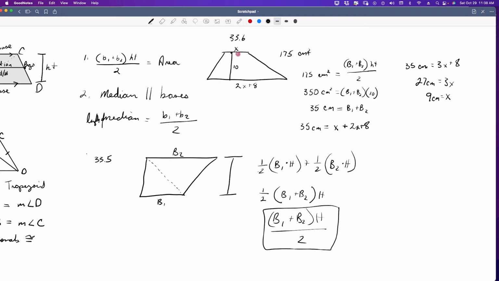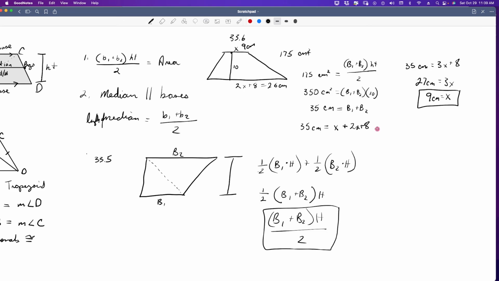So I can go back and find, I don't have to, I mean, my whole point was to find x. X is 9 centimeters to be exact. So I can go back and I can say that this one is equal to 9 centimeters. And 2x plus 8, that's going to be 18 plus 8. That's going to be 26 centimeters on this side. All right? And when I add 9 and 26, I get 35 centimeters, times 10 is 350 centimeters, divided by 2 is 175 centimeters. So I've checked my work and the math works out. So we can see how to undo this appropriately, right?